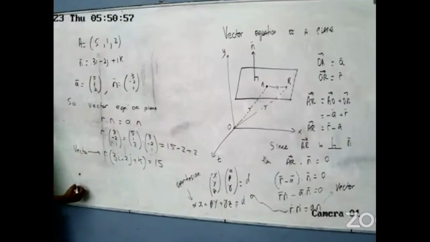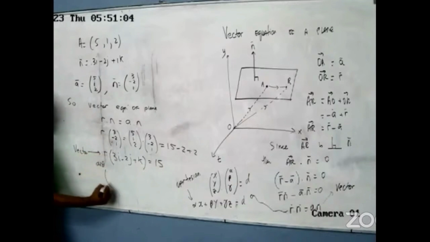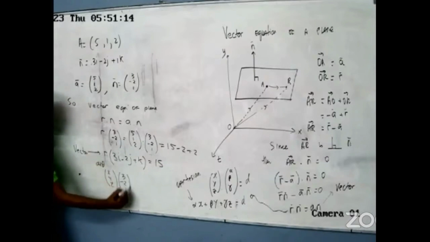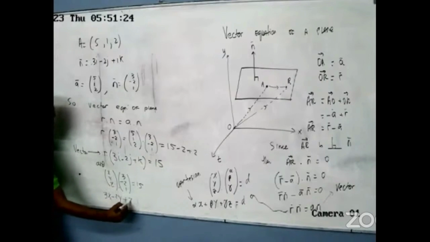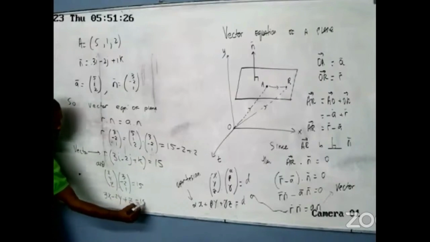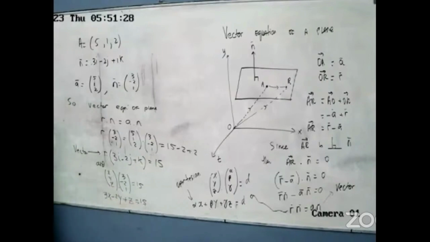Then you want to get a Cartesian. To get a Cartesian, you come back right here and you write (x, y, z) dot (3, minus 2, 1) is equal to 15. So you multiply this out, you will get 3x minus 2y plus z is 15. This here is your Cartesian.